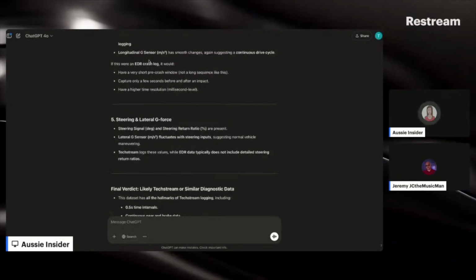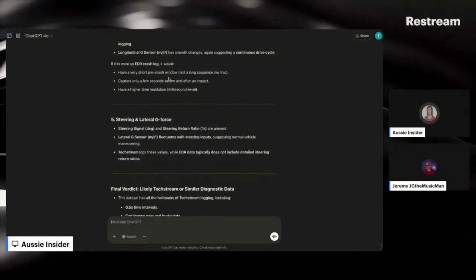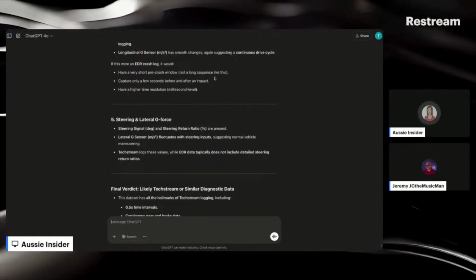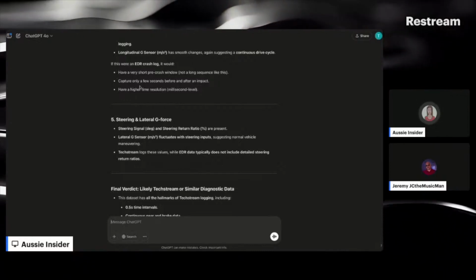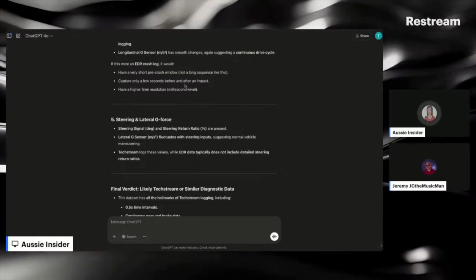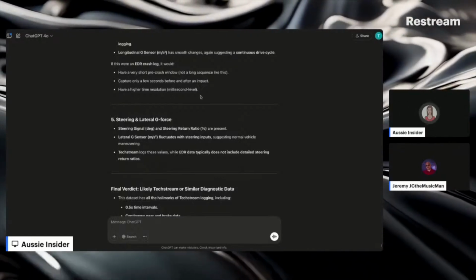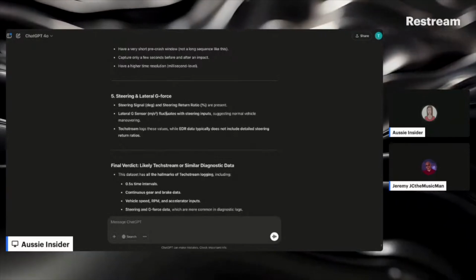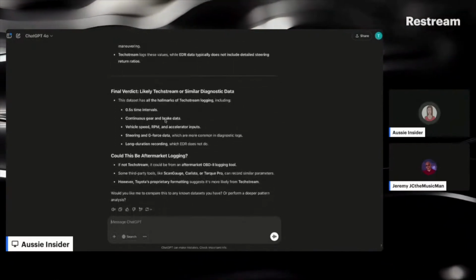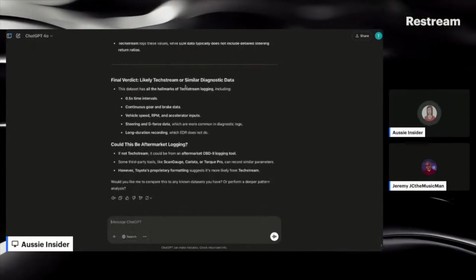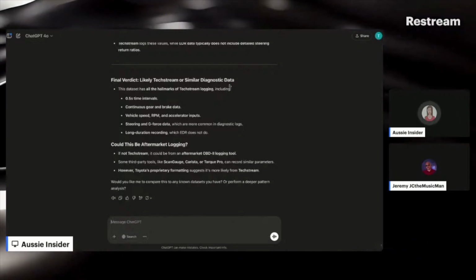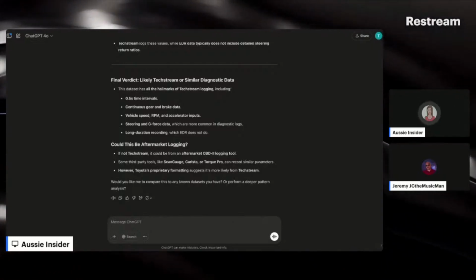He says if this were the EDR crash log, it would have a very short pre-crash window, not a long sequence like this. It would capture only a few seconds before and after an impact. So it's not EDR crash log data. Steering and lateral G-force. Final verdict: this is likely to be Techstream or similar diagnostic data.